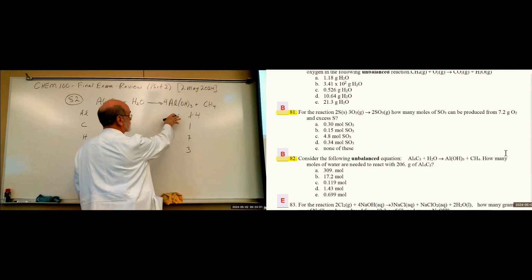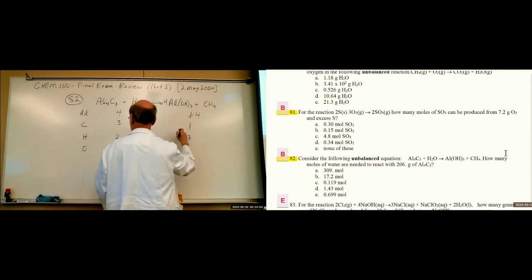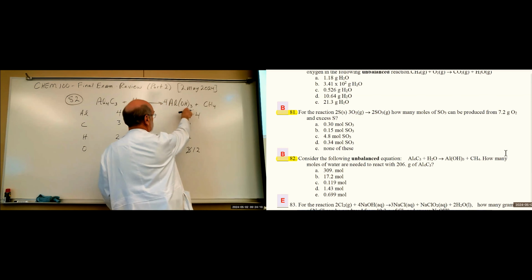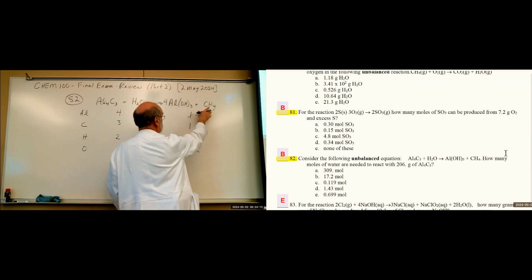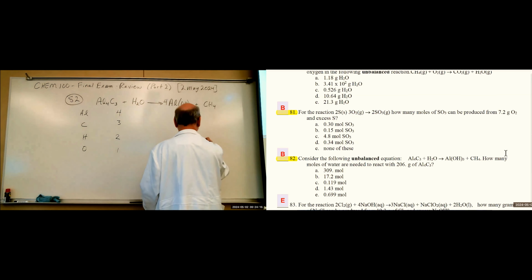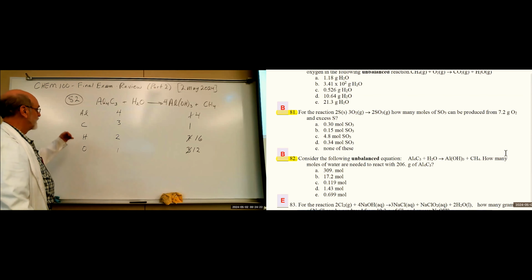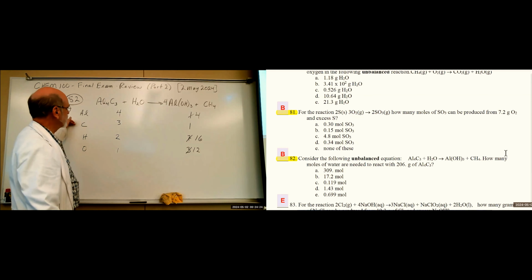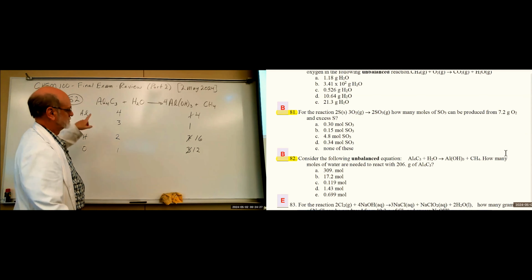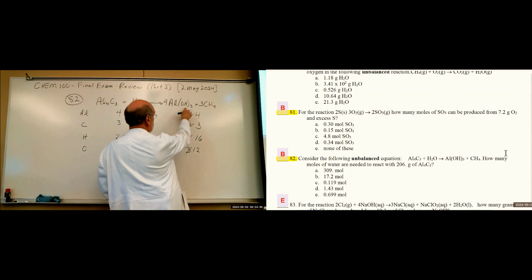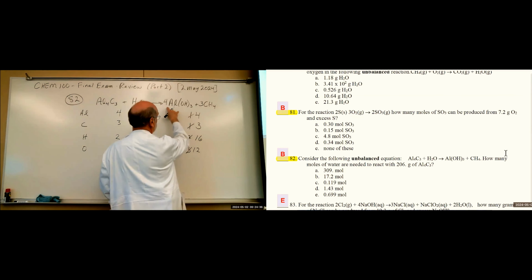Now that changes the oxygens. 3 times 4 is 12. And the hydrogens: 3 times 4 is 12 hydrogens, plus 4 is 16. So we have 16 hydrogens. Now let's go to carbon. We need 3 carbon, so we put a 3 here, and that gives us 3 carbons. Now we changed our hydrogens again. 3 times 4 is 12, and 3 times 4 is 12. We have 24 hydrogens.